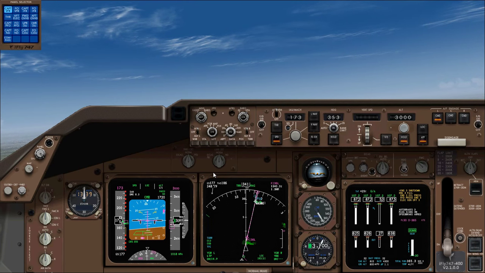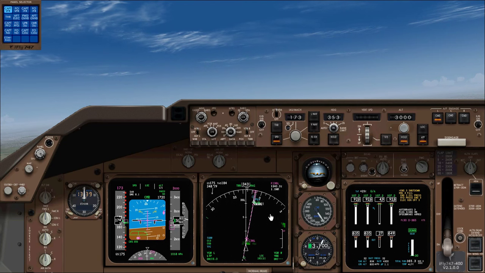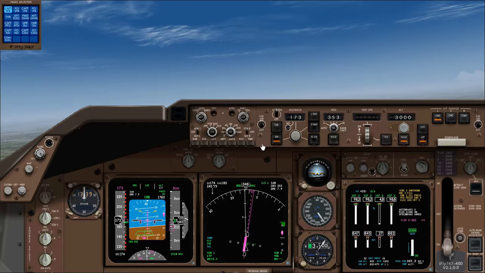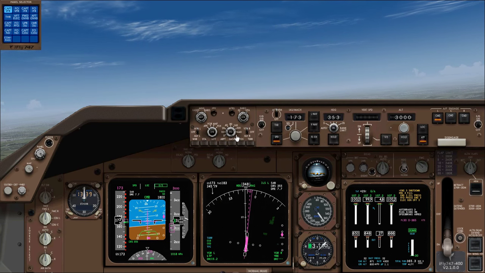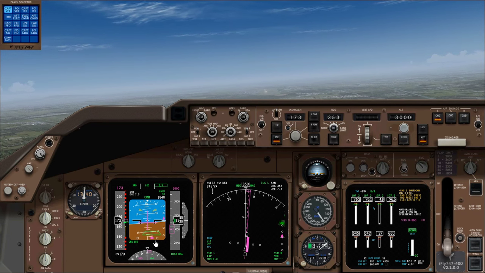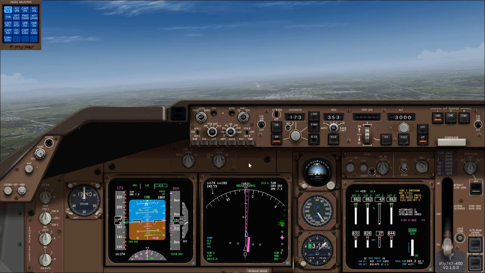Flaps 30, speed brake armed, autobrakes free, speed set on 173, and approach mode is on. Now it's slowly turning into the localizer. You will see it's going to go a little bit to the left because of the engine out, and then we'll correct while tracking the ILS. Glide slope is now alive, and as you can see, runway in front of us.